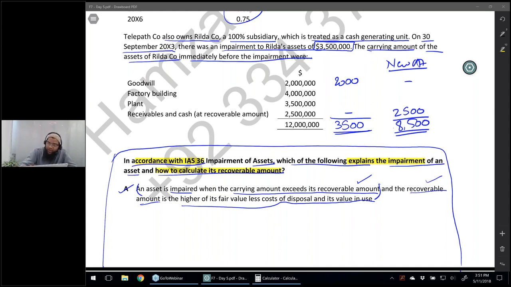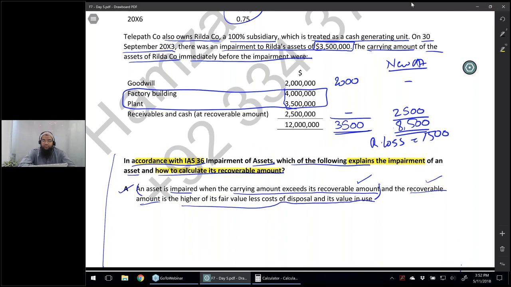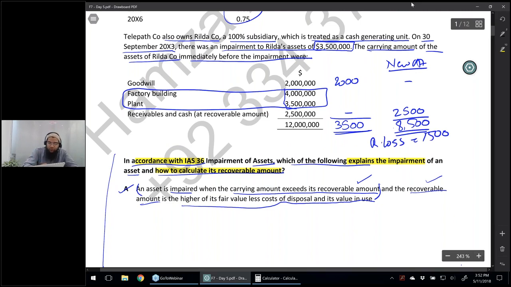Now, how are we going to allocate the remaining loss of 1,500? We are going to allocate the remaining loss of 1,500 onto the factory and the plant, which are 4,000 and 3,500. The allocation is going to be on the basis of percentage: 4,000 out of 7,500 and 3,500 out of 7,500.